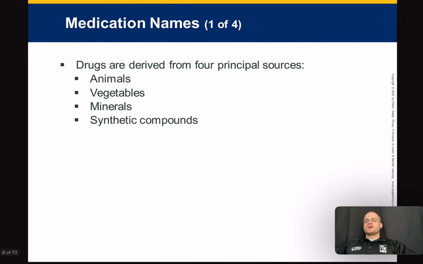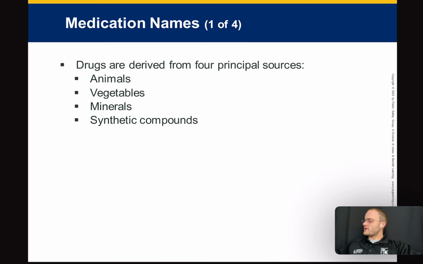Okay? So, interestingly, drugs are derived from four principal sources, okay? Animals, so insulin's not anymore, but it used to be derived from pigs, okay? Glucagon used to be derived from pigs. Vegetables, okay? The medication simvastatin used to be derived from beet juice, from beets, okay? Minerals, obviously magnesium, zinc, iron, those are minerals. Synthetic compounds, I wouldn't say the majority, but a lot of medications now are created synthetically in a lab, and that's probably the dominance of the marketplace right now.